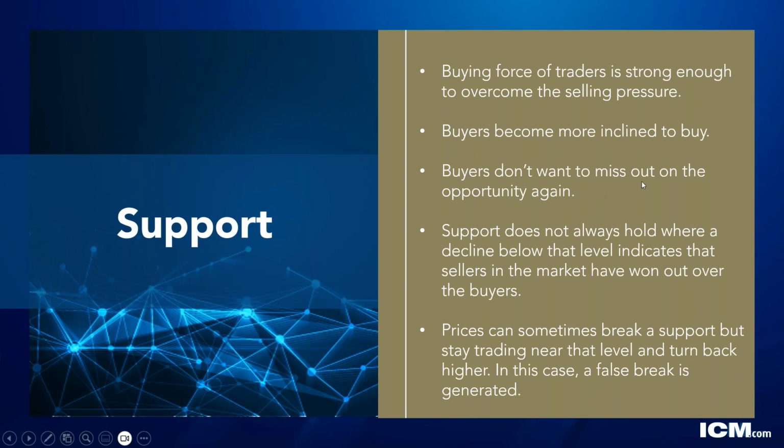Buyers don't want to miss this opportunity again, because when they see the market touch S1, S2 or S3, there is a chance, because whenever the market touches the support level, there will be a small bounce back. It can even be a change in trend. It depends on the market's trend and market factors. So buyers always look for support levels to buy back and find the opportunity to buy in the market. If support does not hold and price declines below the level, it indicates that the sellers in the market have taken over from the buyers. So price can sometimes break the support.